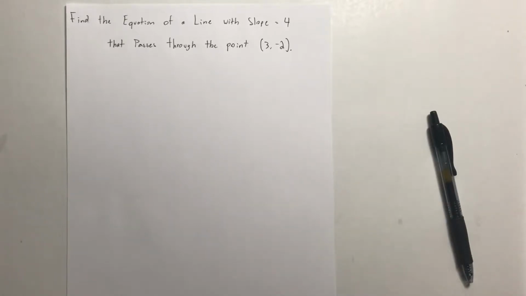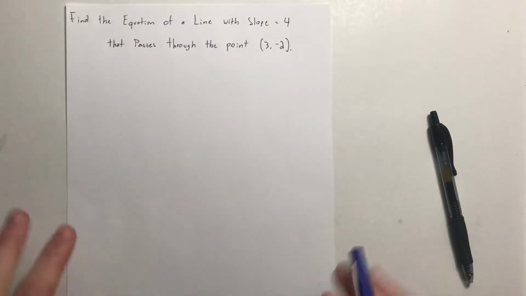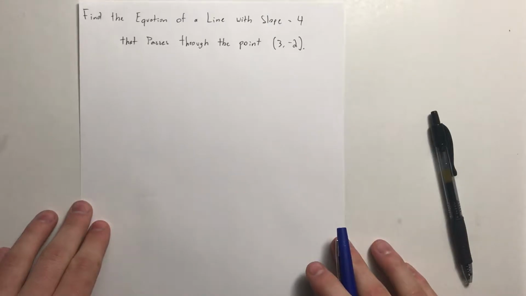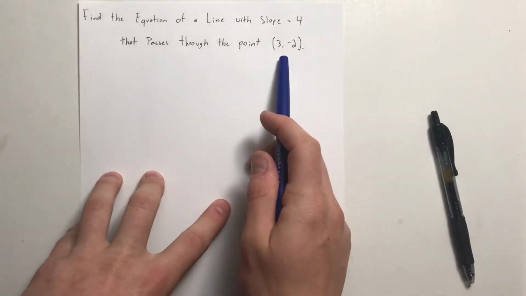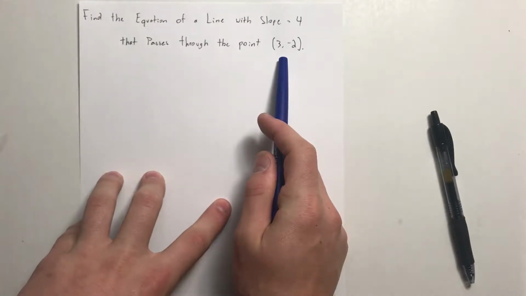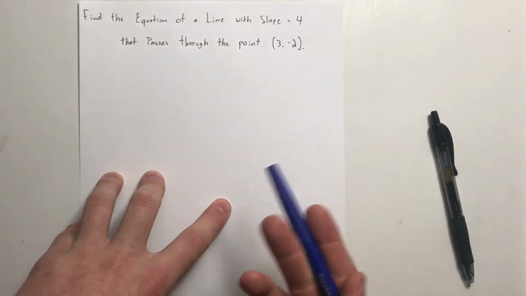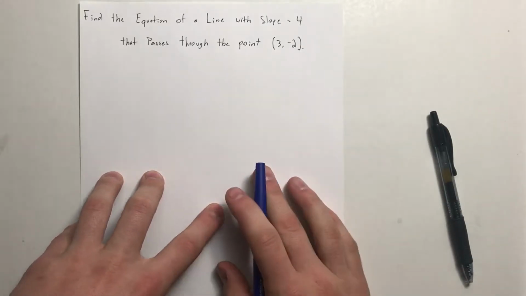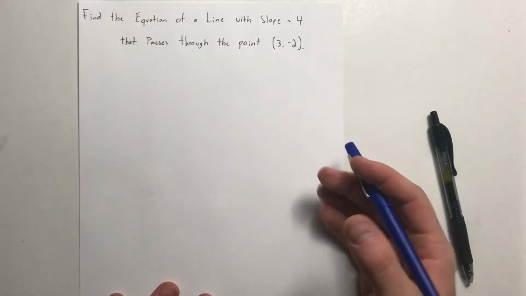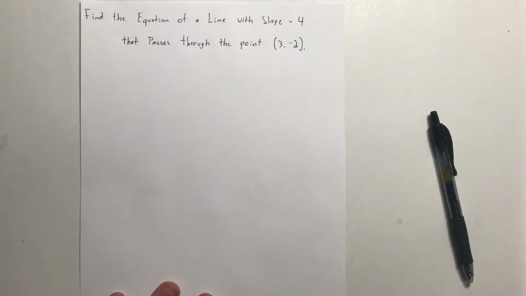Okay, this is another example of finding the equation of a line, given some information about that line. Only this information is a little bit different. In the previous video, we were given two coordinates that lie on that line. So we were given 2 points on the line. We then calculated slope and then went through the process to find all three forms of that line. Here the information is a little bit different.